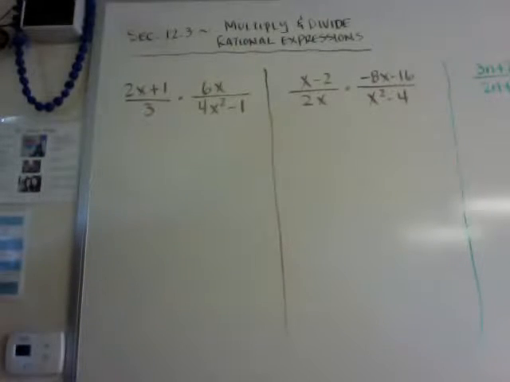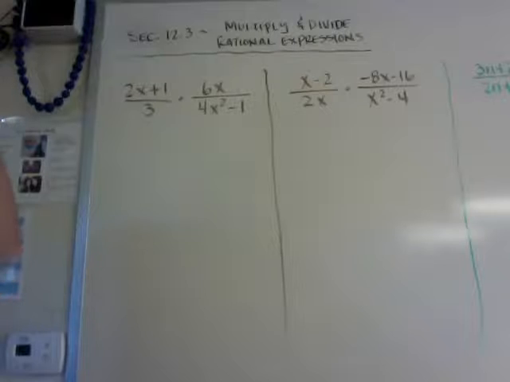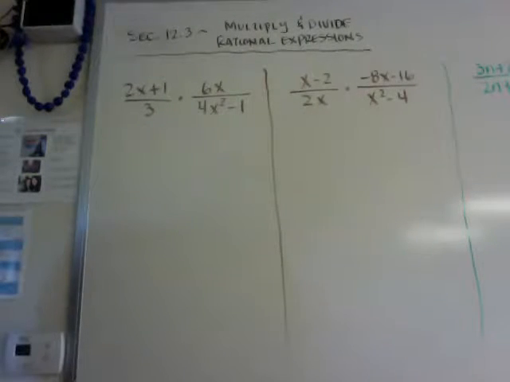Hi guys, so this is section 12.3, which is multiplying and dividing rational expressions. I already explained this in class, but I wanted to do a video with more examples, or some of the same examples, as well as some different ones, just to reinforce what you learned, or if you didn't learn it, hopefully this will help more.